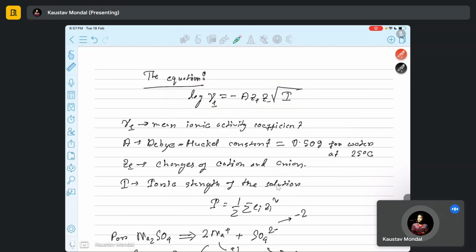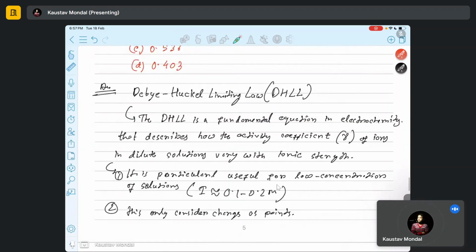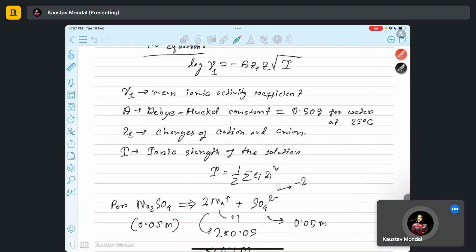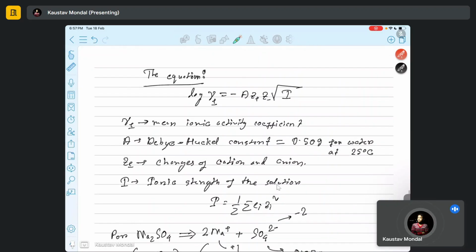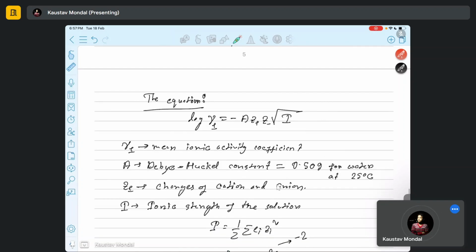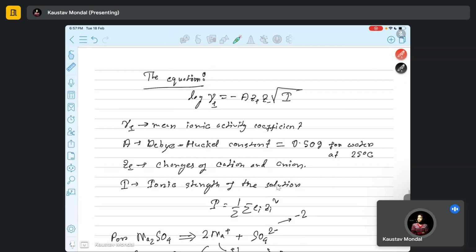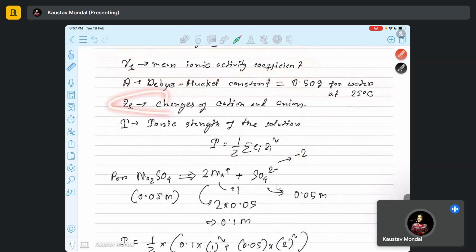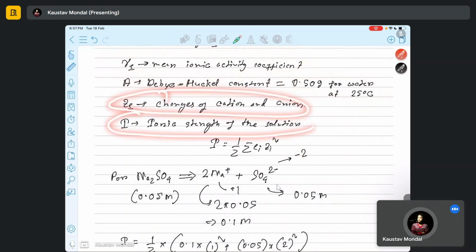For finite size charges, there is another form of the equation, but we will not consider that for this problem. We are considering the charges as point charges, like there is no finite size of the ions right now. So this will be the equation that we'll be simply using. Gamma is the ionic activity coefficient that we are going to calculate. A is the Debye-Hückel constant, which is a constant value for water at 25 degrees. Z plus minus is the charges of cation and anion, and I is the ionic strength.